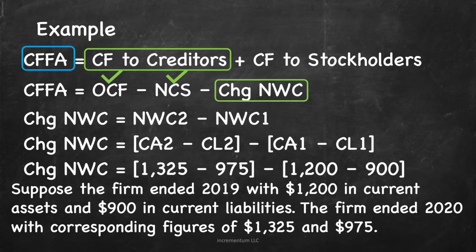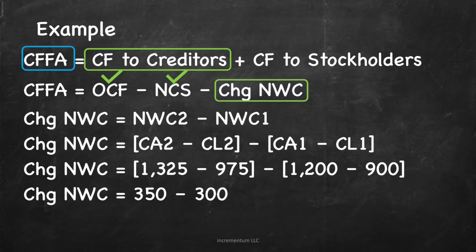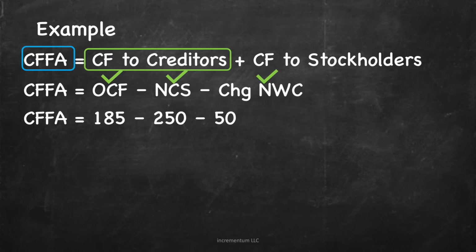So in 2020, current assets were $1,325 and current liabilities were $975. In 2019, our current assets were $1,200 minus our current liabilities of $900. That gives us net working capital of $350 for 2020 and net working capital of $300 for 2019. So our change in net working capital year over year is $50. Now we have our change in net working capital and we're ready to calculate cash flow from assets. So our operating cash flow is $185. We already calculated that. We also calculated that our net capital spending was $250 and our change in net working capital was $50. So we end up with a cash flow from assets of negative $115.